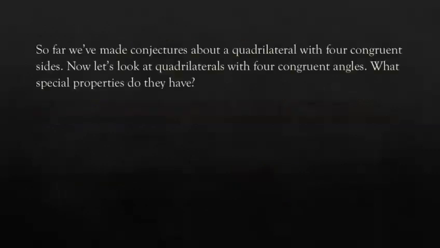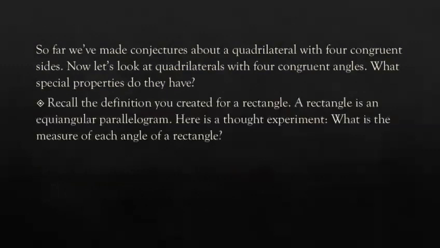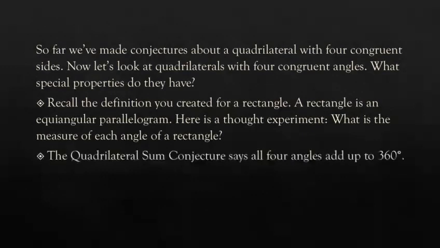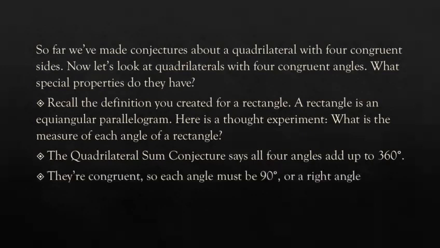So far, we've made conjectures about a quadrilateral with 4 congruent sides. So now let's look at quadrilaterals with 4 congruent angles. What special properties do they have? So what's the definition for a rectangle? A rectangle is an equal angular parallelogram. What is the measure of each angle of a rectangle? We know that the quadrilateral sum conjecture says that all 4 angles add up to 360. If it's an equal angular parallelogram, then what's 360 divided by 4 angles? Well, they're all congruent, so each angle must be 90 degrees, or a right angle.